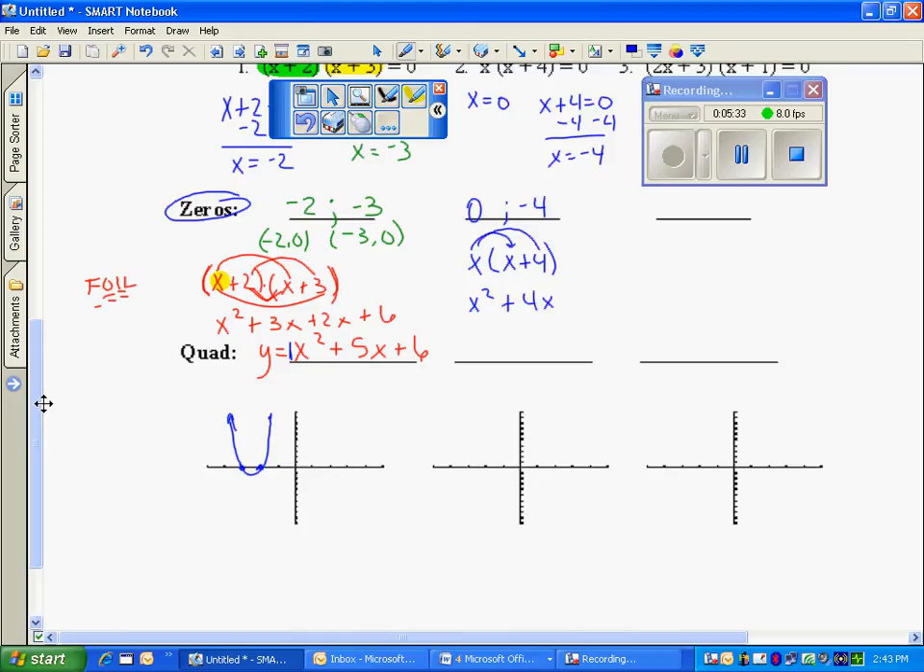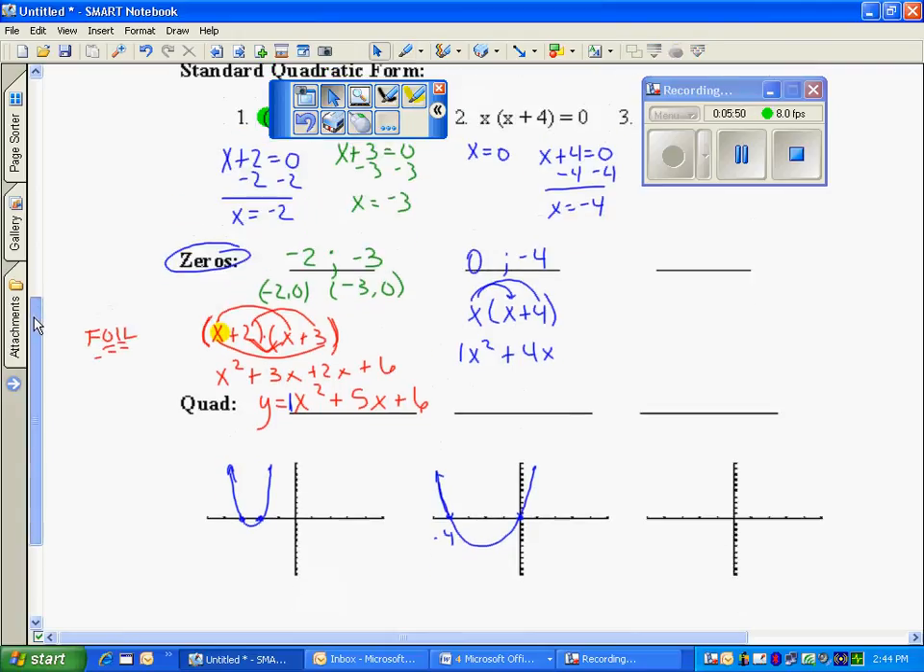And if I want to plot this, I know I'm hitting the x-axis at 0 and at negative 4. My a value is a 1, so I know it opens upward. Now, I don't know where my vertex is because this is not vertex form. If I'd put it in vertex form, I could have found my vertex.